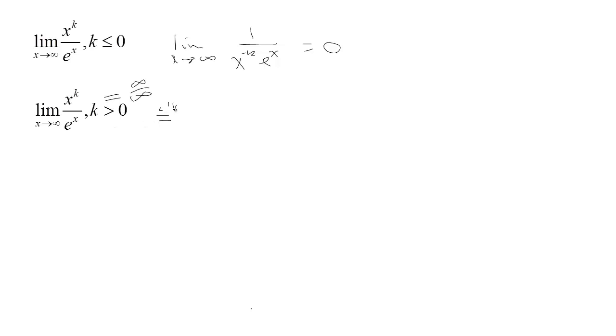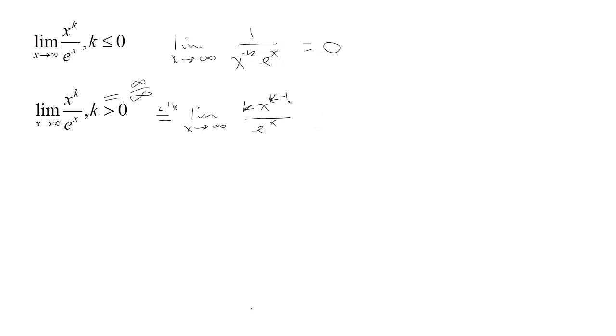And so when we apply L'Hopital's, we get the limit as x tends to infinity of k x to the k minus 1, over the derivative of e to the x, which is just a plain e to the x. Okay, now, if k minus 1 is now negative, right? Notice the power has decreased, so if k minus 1 is now negative, then really this goes downstairs and we're talking about one of these limits that will clearly be 0.